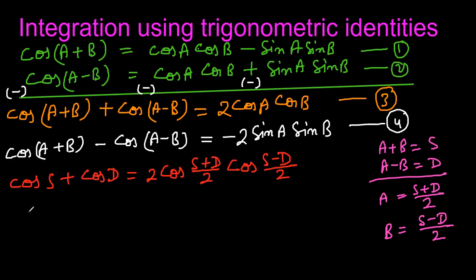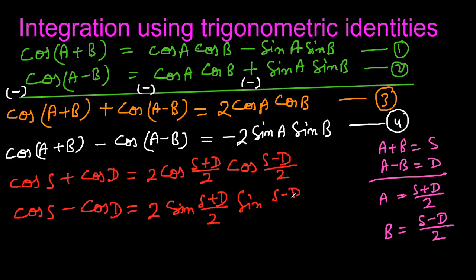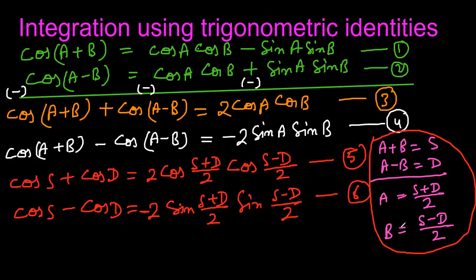All right, and one more we can write, retaining formula number 4, the value of A plus B and A minus B, and this would look like cos of S minus cos of D is equal to 2 times sine, is it negative? Yes, negative. Sine S plus D by 2 and sine of S minus D by 2. Sorry, that is formula number 5 and 6. So out of 1, you can get 6 formulae. Yes, this is negative here. You write negative sign.